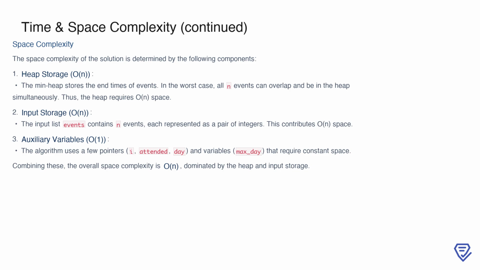Next, the input list of events also requires n space, as each event is represented as a pair of integers. Lastly, the algorithm uses a few auxiliary variables, such as pointers and counters like i, attended, and day, all of which require constant space, or O(1). When we combine these components, the space complexity is dominated by the heap and the input storage, resulting in an overall space complexity of n.